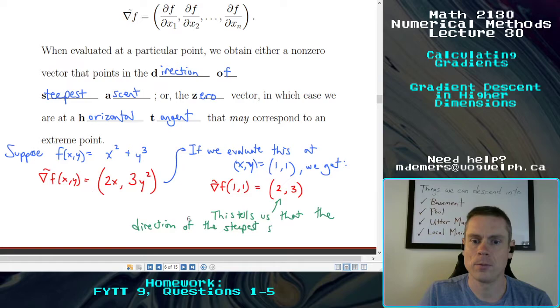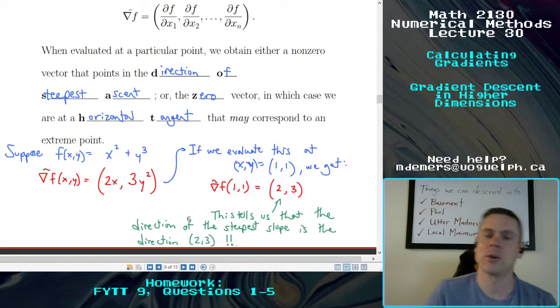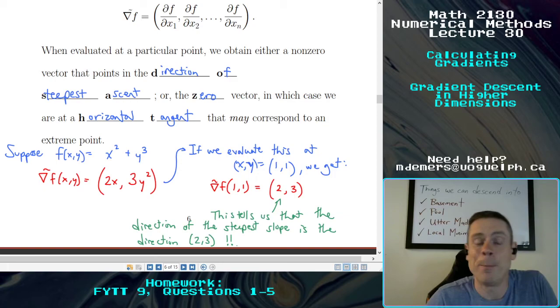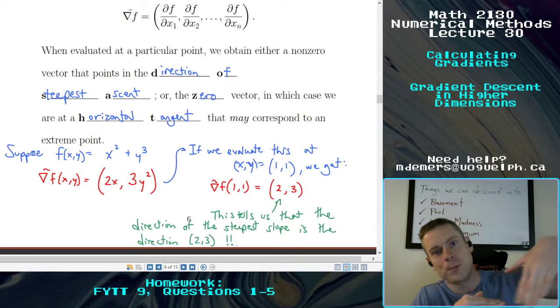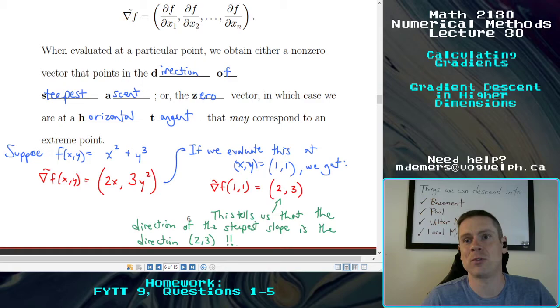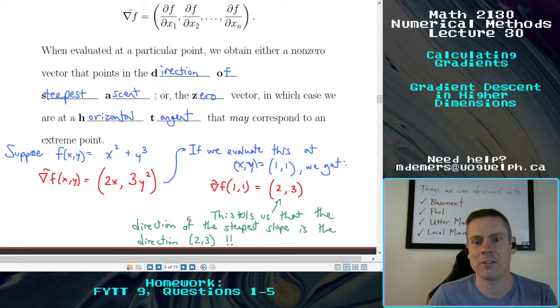is the direction 2, 3. And exclamation marks, because we're excited about it, okay? Note that it doesn't tell us how big that slope is, but there are ways to calculate that as well. But for this technique, kind of like how in the 1D example we were only really concerned about whether the slope is negative or positive, here it'll be the same sort of thing, right? We're just going to want a measure of which direction to go in order to get to our next value. So I just wanted to do that as a basic example so that you could see for yourself how this is going to work.